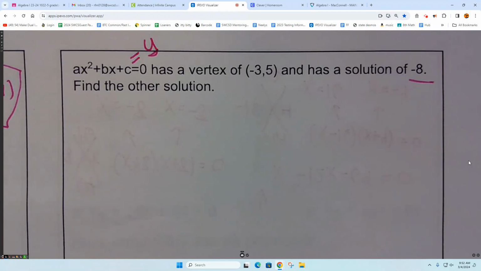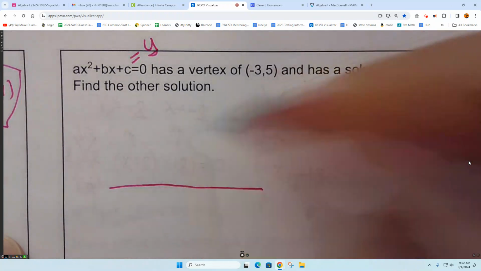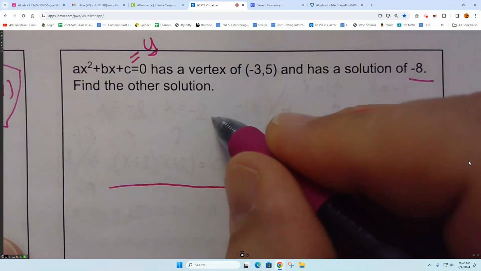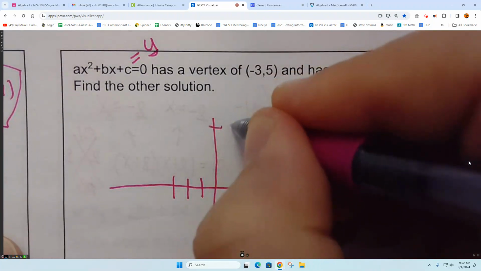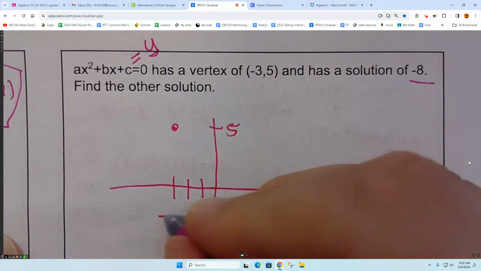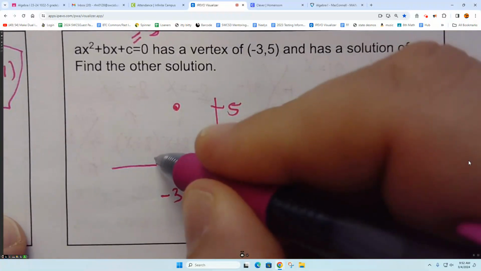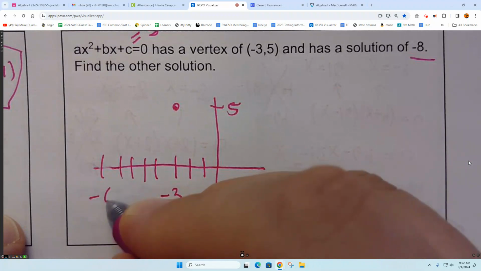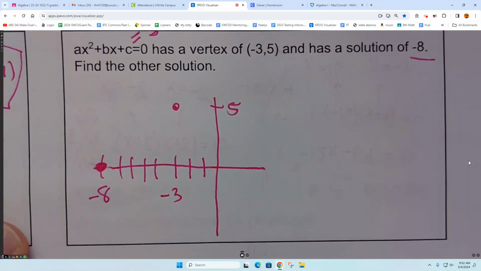I can't do it without drawing a picture. Okay. But if I draw a picture, what do you think I need to have on this picture? I need to have the vertex. So the vertex is 1, 2, 3, -3, 5. And then I tell you that -8 is a solution. -3, 4, 5, 6, 7, 8 is one of my zeros. Can you tell me what the other one must be?